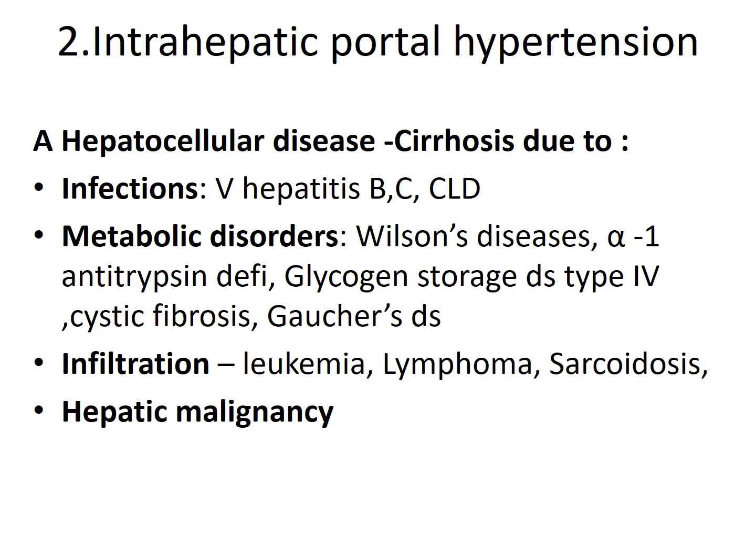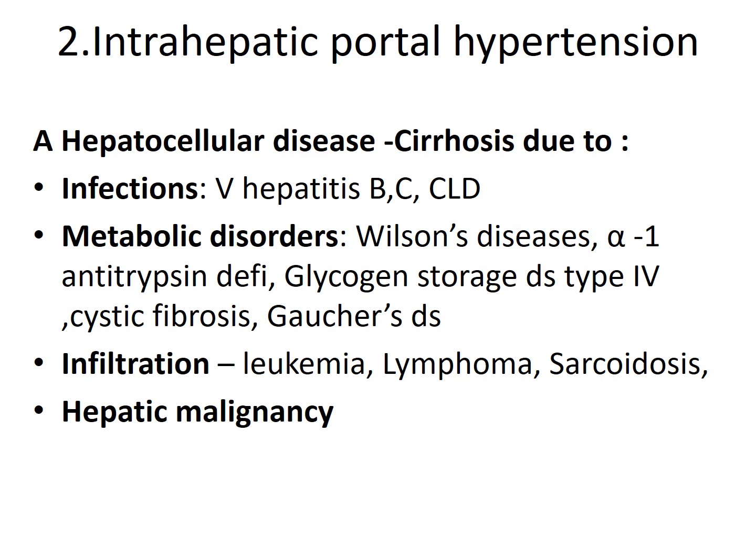Number 2, now intrahepatic portal hypertension can occur due to hepatocellular disease. So there is a problem in the hepatocytes. So the main cause is cirrhosis. Cirrhosis can occur due to all these following conditions. Number 1, infections, which may occur due to viral hepatitis B, C or in chronic liver disease.